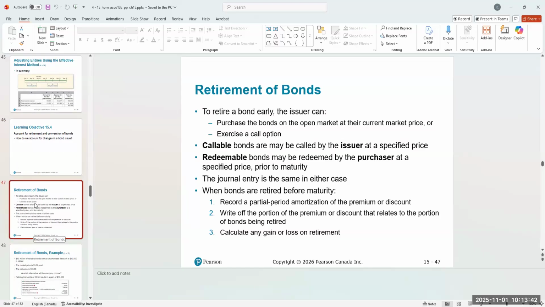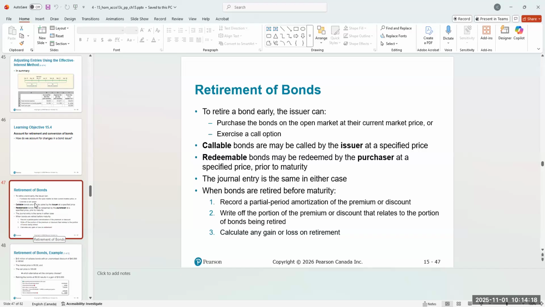Retirement of the bonds, then we have a few scenarios here. One scenario is to wait till the bonds actually retire at the maturity date. The other option is to retire the bonds early. To retire the bonds early, we can purchase the bonds on the open market at the current market value, or exercise a callable option. Callable bonds may be called by the issuer. Whoever issued the bond can call the bonds. That's why it's called callable.